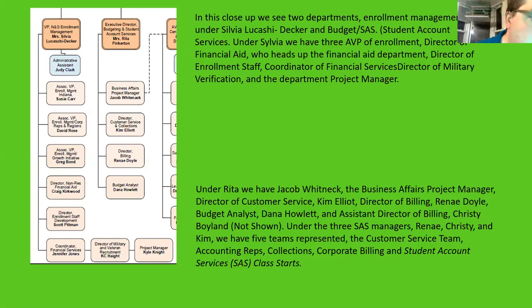All right, then other members of the Executive Council include the Enrollment and Student Retention Department, which is headed up by Sylvia Decker. And then you have Rita Pinkerton, who leads up Budget and Student Account Services. This will be where the thrust of our focus is. We have in Budget, underneath of her, Jacob Whiteneck and Dana Howlett. And then we actually have three managers for Student Account Services, one of which is not presented in this chart. There is Renee Doyle, Christy Boyland, and Kim Elliott, Christy being the one missing.